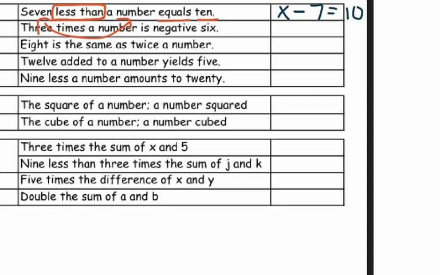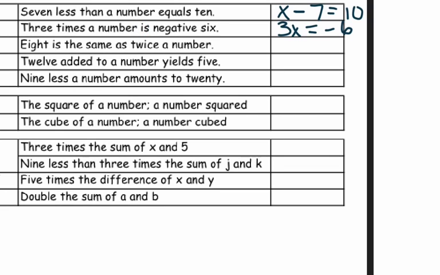So take that in for a minute. We had to flip it around because of the less than, and then it was just equals 10. The next one says 3 times a number is negative 6. So 3 times a number, so 3 times x is, equals negative 6.